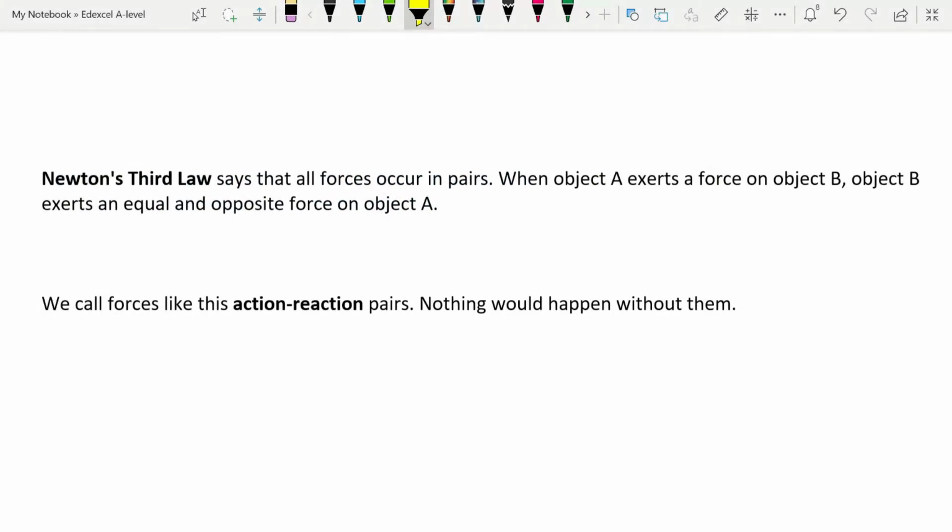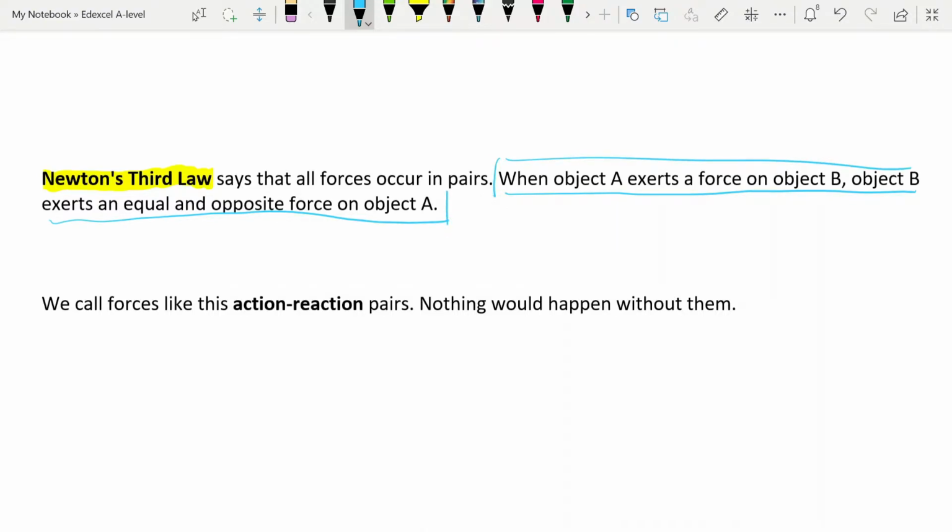And so we are going to start with Newton's third law, perhaps an unusual place to start. But this is the law that says that forces occur in pairs. And if you're going to quote the law, quote it properly. It says when object A exerts a force on object B, object B exerts an equal and opposite force on object A. A lot of the time you hear it quoted as for every action there is an equal and opposite reaction, but the real way of saying it is this.